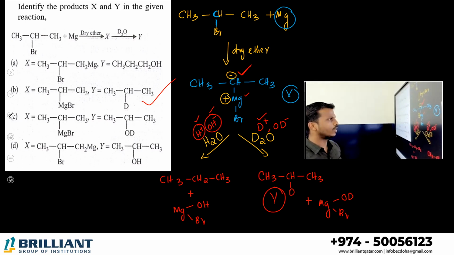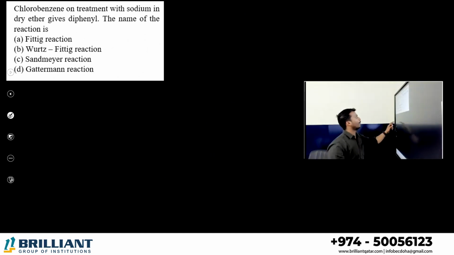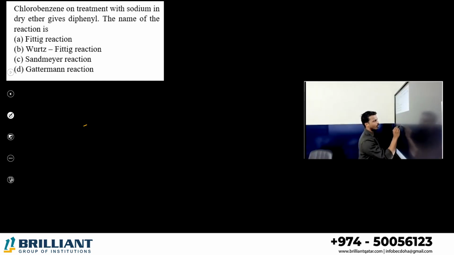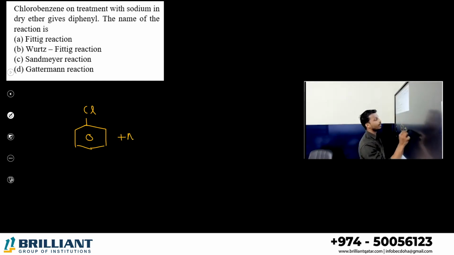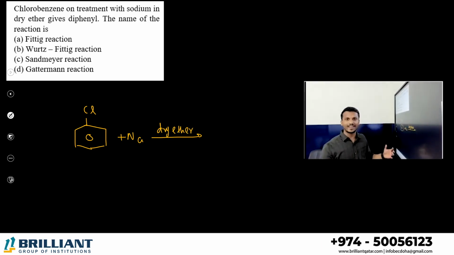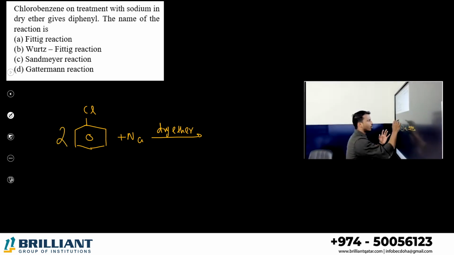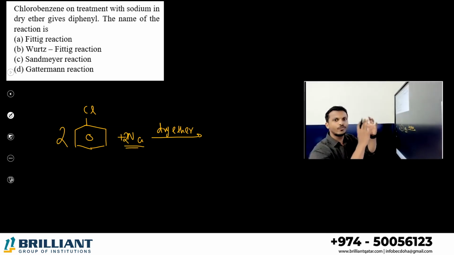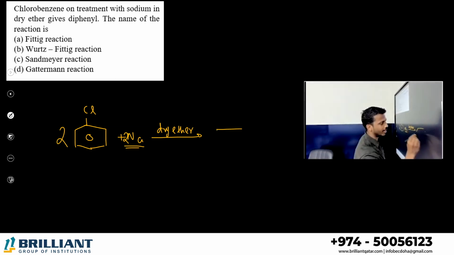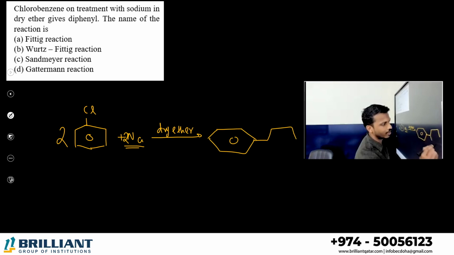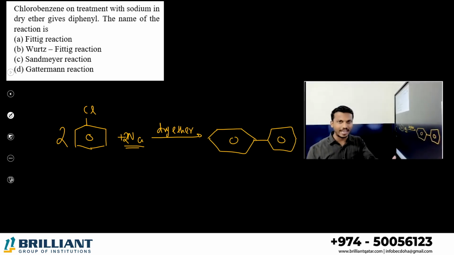Alright, let's go to the next question. Chlorobenzene on treatment with sodium in dry ether. Very simple, we discussed this before. What will happen? You will get biphenyl. Correct? Two molecules of chlorobenzene will react together. The two chlorines and two sodiums leave as 2 NaCl, and two phenyl groups join together, one phenyl group combined with another phenyl group. That is called biphenyl or diphenyl.